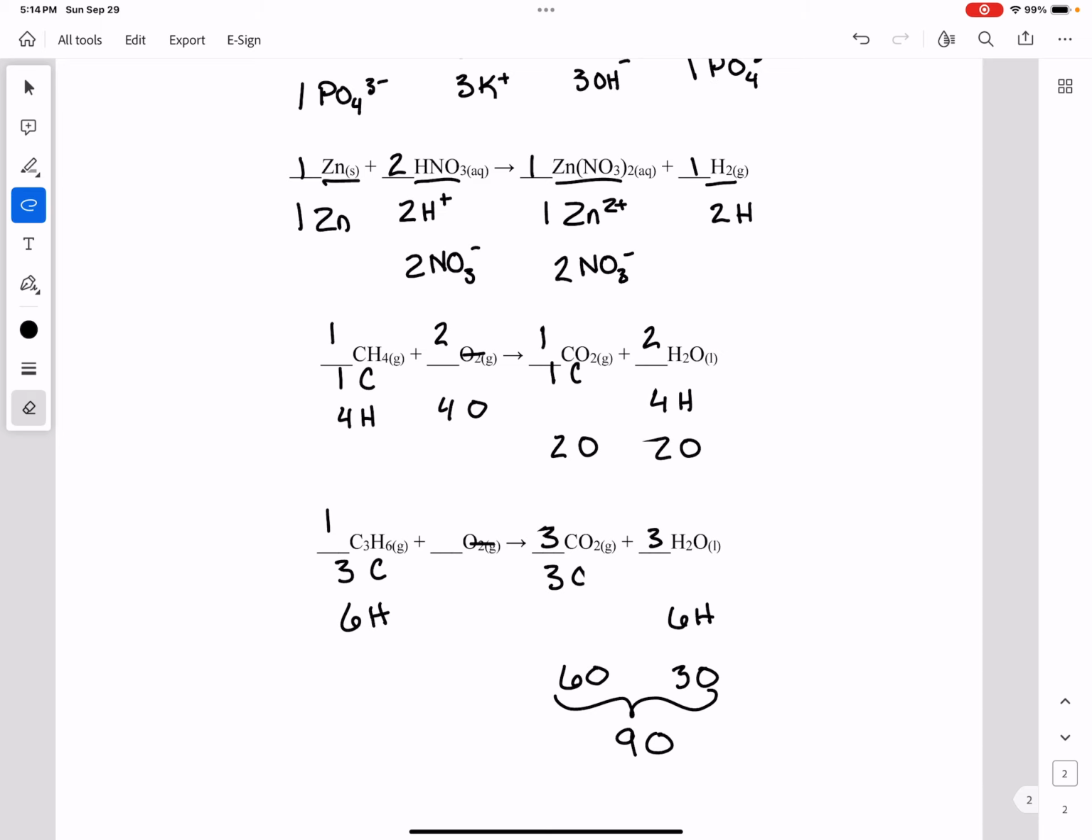But this is an O2 molecule here. That's an even number of oxygens. So I have to do something a little bit sneaky. I'm going to say 9 halves. I need 9 halves of an O2 molecule to be able to balance this equation. And that gives me 9 oxygen atoms. Now, can I really do this? No. But I can do it temporarily and then multiply the whole thing by 2. And that will give me 6 waters, 6 carbon dioxides, 9 O2s, and 2 C3H6s. Okay? So it's totally okay to do fractions temporarily if you need to.